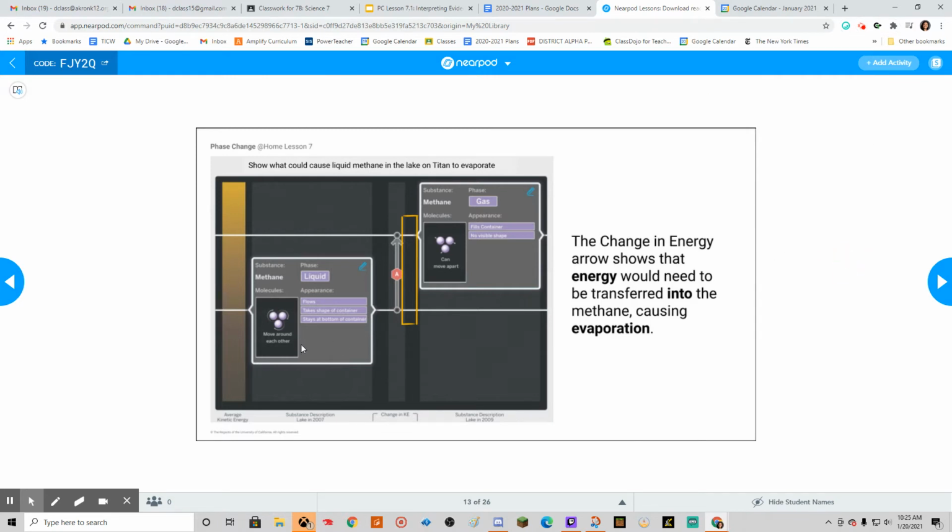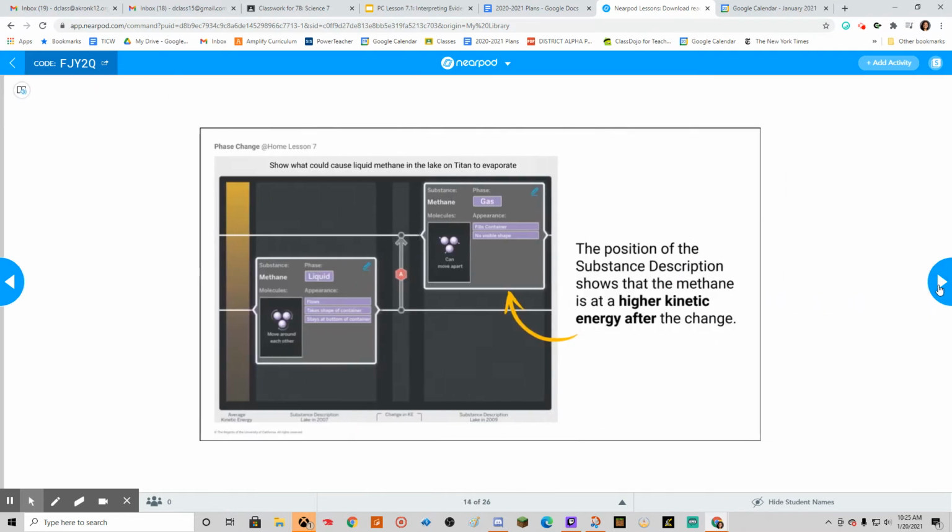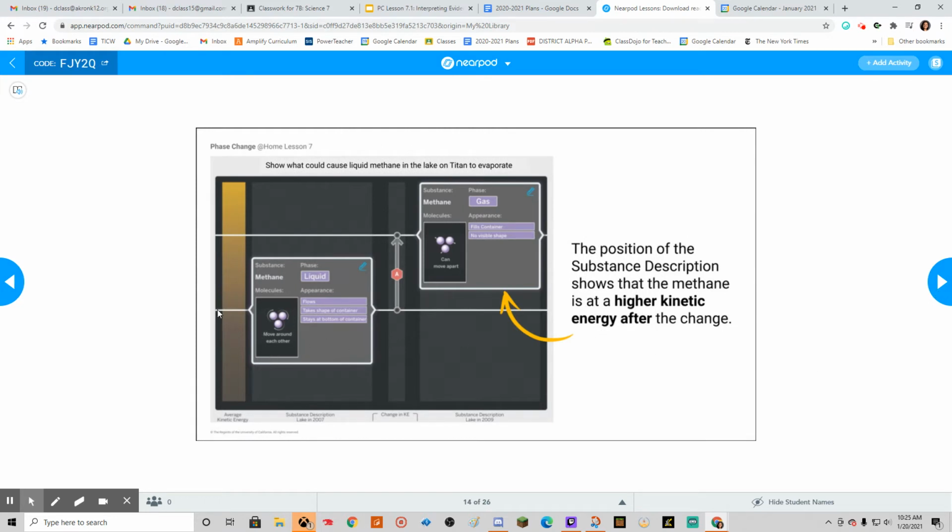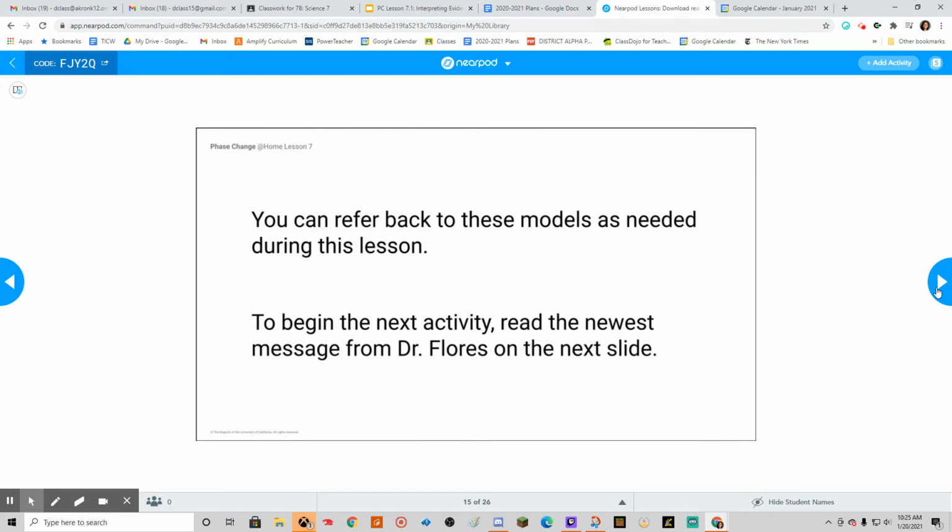Okay, so in order to get from a liquid to a gas, we have to transfer energy into the substance. So the arrow is showing that increase in energy in order to cause it to evaporate. Notice that the liquid is at a lower kinetic energy as compared to the gas. The gas is at a higher kinetic energy. So the position of those models also makes a difference. If you need to, you can refer back to these models during the lesson.